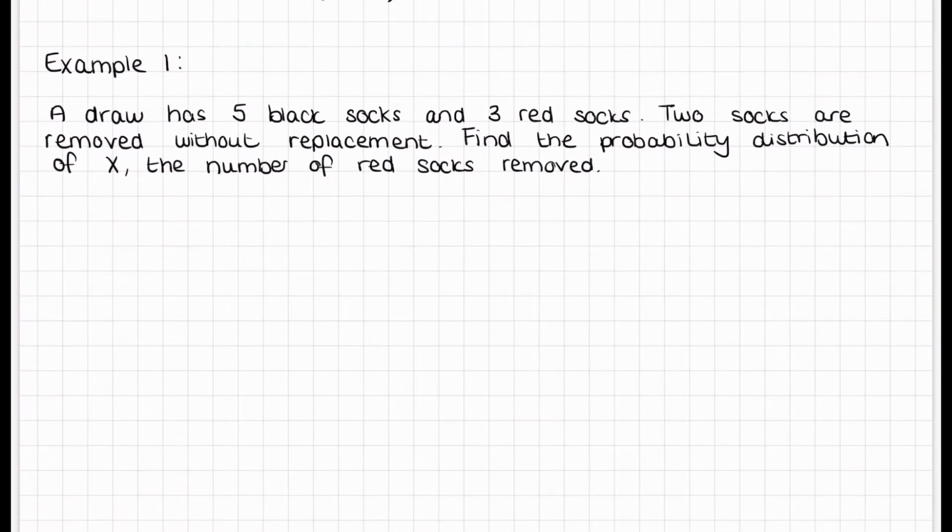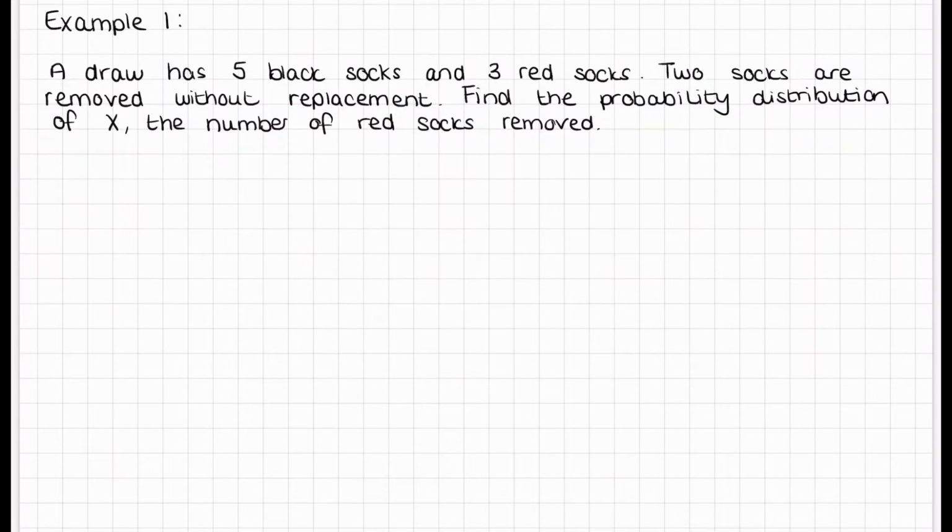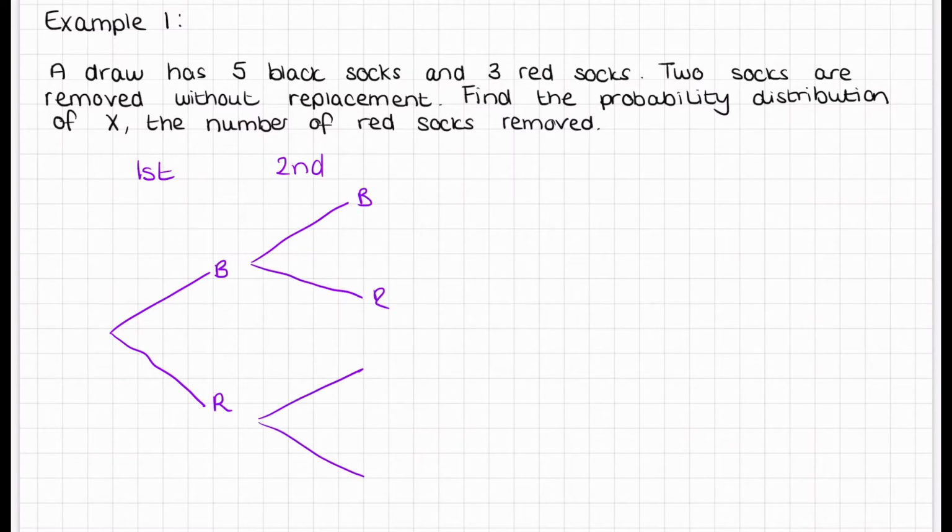First example, a drawer has 5 black socks and 3 red socks. 2 socks are removed without replacement. Find the probability distribution of X, the number of red socks removed. So first of all, we're going to need to draw a tree diagram. We're going to have the first sock that's removed, and that could be black or red. Then the second sock could be black, red, and then black and red.